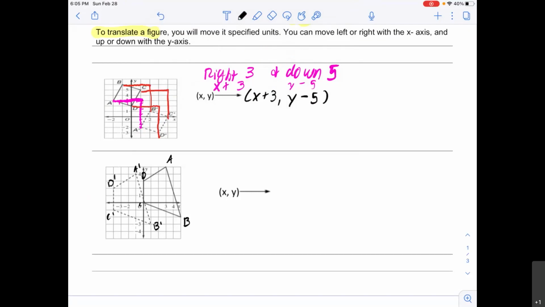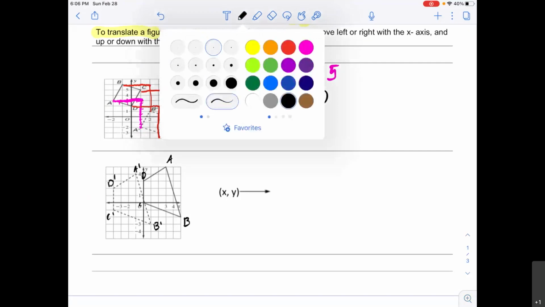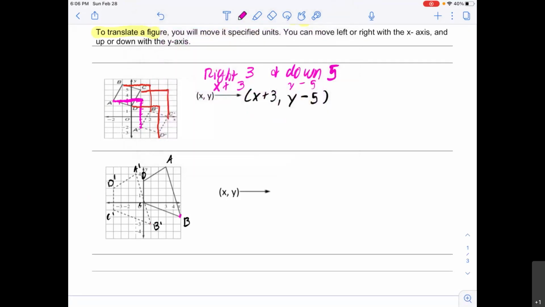But what we really want to know is the rule. I want to know, how did B turn into B prime? Because if I figure that out, it's going to be the same for A, C, and D. So what I want you to do right now first, see if you can figure out the rule on your own. Even if you can just figure out this part, how did it move? The words, and then we'll see if we can write the rule together. So pause the video, see if you can do that, and restart when you're ready.